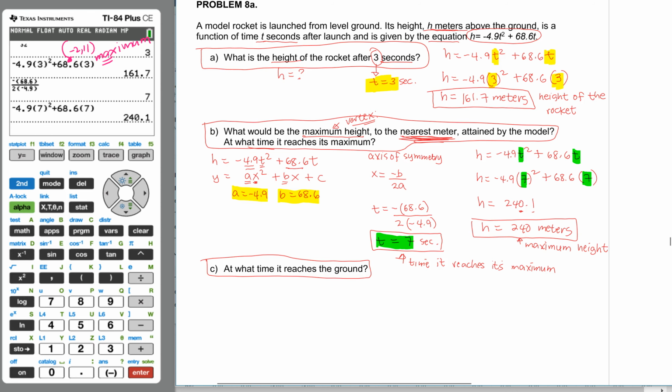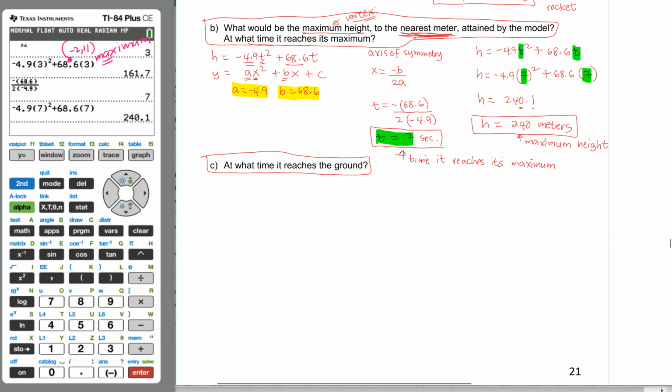Okay, let's work now on the last problem. At what time does it reach the ground? Same idea as in the previous discussion: if this is your rocket, you launch it, and it reaches the ground at a certain time. If this is your ground, your h at that time would be 0. So what is the time when it reaches the ground? The moment it reaches the ground, the height is equal to 0.